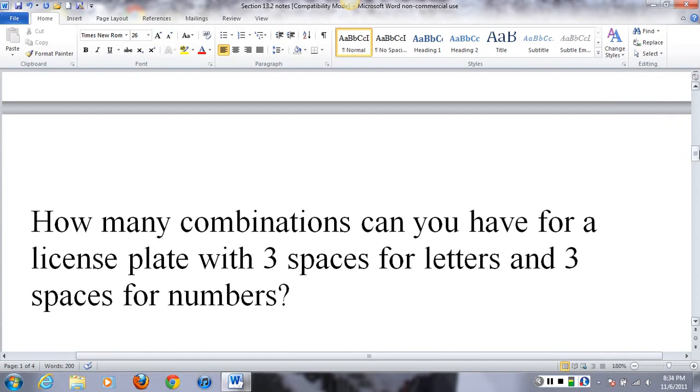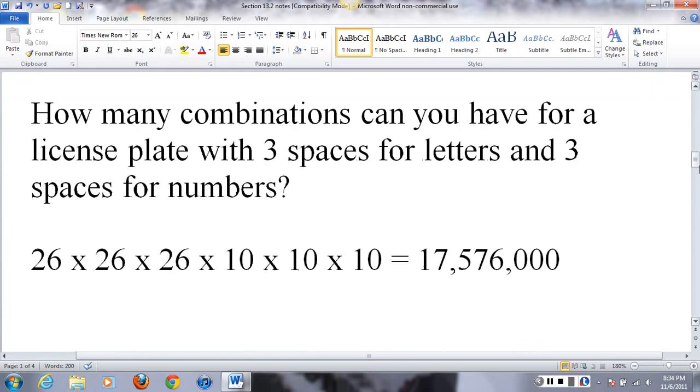How many combinations can you have for a license plate with 3 spaces for letters and 3 spaces for numbers? Well, for each of our three letters, we have 26 possibilities, of course, 26 letters in the alphabet. Assuming we can repeat items, which we can assume since it didn't say otherwise, each time we have 26 choices, so 26 times 26 times 26. Then for each of our numbers, we have 10 possibilities, 0 through 9, 10 times 10 times 10, and it comes out to be 17,576,000 possibilities.